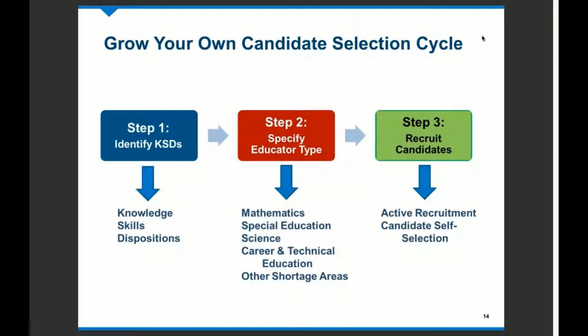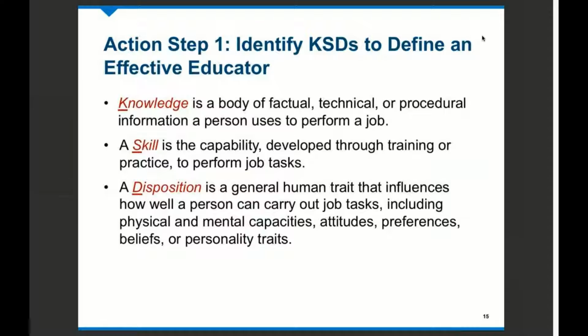The third step in this process is to recruit the candidates that exhibit and show early signs of exhibiting the knowledge, skills, and dispositions for the specific job vacancies the school and the district are looking for or planning for. This includes efforts to both actively recruit new candidates into the profession and to create opportunities for candidates to self-select into a quality Grow Your Own program. These next slides will go deeper into each of these 3 steps and considerations for a Grow Your Own program.